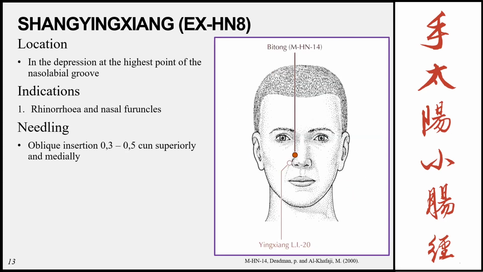The next point is Xiangying Xiang, EXHN8. This point is also more commonly known as Bitong. And this point is located in the depression at the highest point of the nasolabial groove. So here's the nasolabial groove, and we've got to follow it all the way to the high point around here. And this point is used locally for conditions of the nose, such as rhinorrhea or nasal furuncles. So the insertion on this point is oblique insertion, 0.3 to 0.5 tsun, superiorly and medially. So that's in this direction.